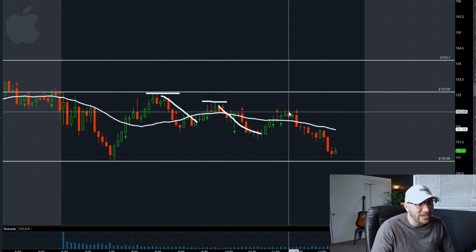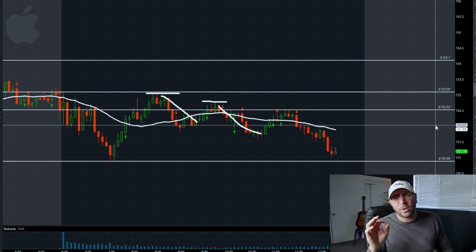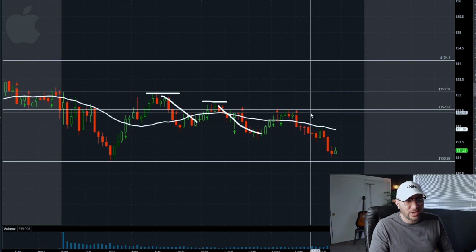So what I did here was I put this high, this last lower high that we put in, 152.52 as my stop loss. Okay, so if we were to break down and then recover and break 152.52, I'm out of the trade. I lost. It is what it is. That's the name of the game. Let's just keep the show going.